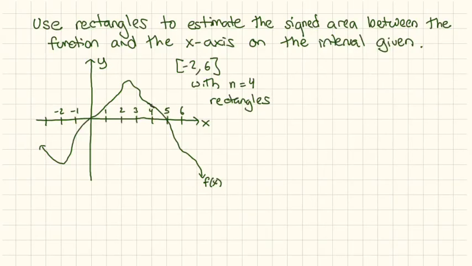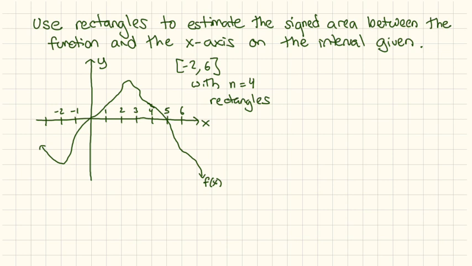In this example, we have a picture of a function, and we are going to use rectangles to estimate the signed area. In this one, we have 4 rectangles that we want, and we are going to estimate the area between -2 and 6. This function goes negative, so it's asked for signed area, so things below the x-axis are going to be negative, and above the x-axis are going to be positive.